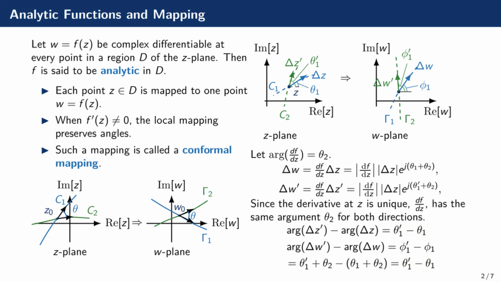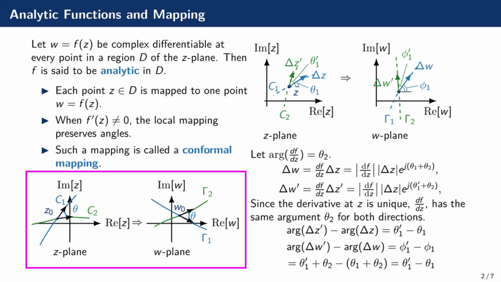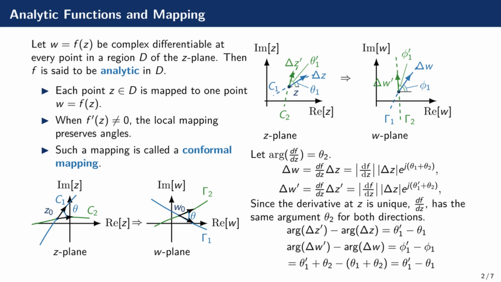This is the reason why an analytic function with a non-zero derivative is conformal. More precisely, let f be analytic in a region D and let z sub 0 be a point in D. If f prime of z sub 0 is not 0, then the mapping w equals f of z is conformal at z sub 0. This is why angles are preserved. This property is called conformal mapping.